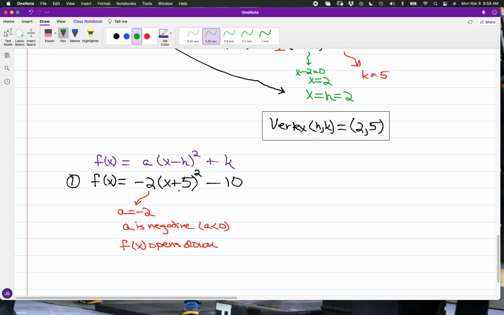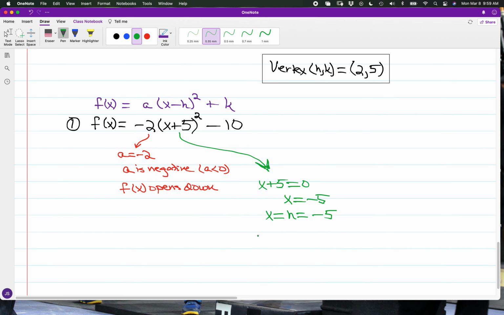And in the case of the axis of symmetry, as well as the first coordinate of the vertex, we have x plus 5 equal to 0, and so x is equal to -5. We're going to use this value in a couple of capacities here. So the axis of symmetry is going to be at x equal to -5.